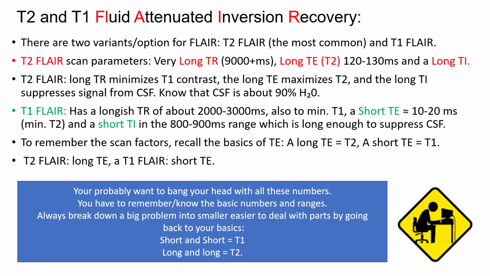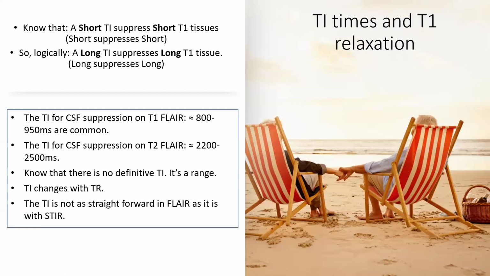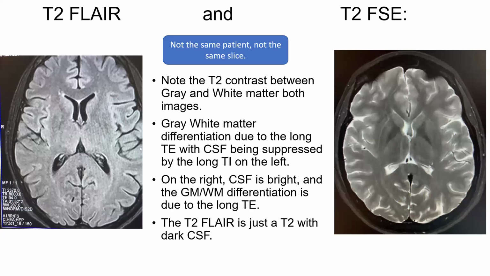Okay, now you've got T1 and T2 FLAIR. The big difference between T1 and T2 FLAIR, they both have similar parameters, except the T1 FLAIR has a short TE. Remember, TE controls T2. So you're going to have a long TE for T2 FLAIR. You're going to have a short TE for T1 FLAIR. Just so you know, don't get crazy trying to memorize these numbers, because they're kind of fluid, but just know that T1 FLAIR has a short TE. Okay. All right, we're gonna blast through that.